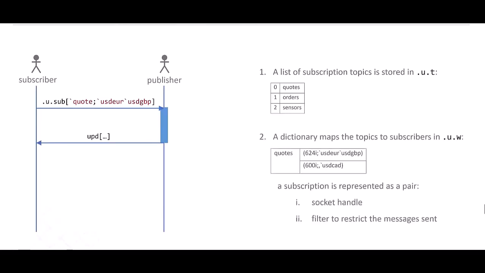Subscribers are registered in a dictionary u.w, which maps topics to a list of subscriptions. Subscriptions consist of a socket handle and a filter, for example, a currency pair. Once registered, any external change then uses the u.pub function to push updates to a topic. Finally, subscribers can be removed by disconnecting or by calling u.del.